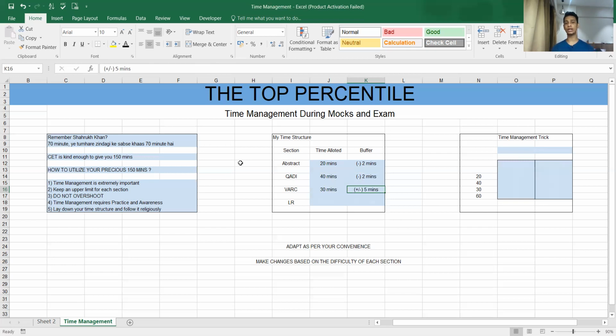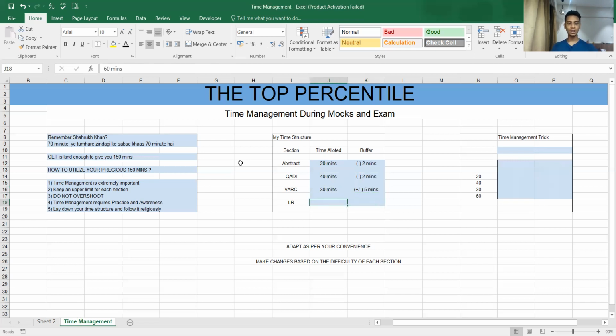But if I have some more time left, if I have saved some time from abstract or from QADI, and I think that VARC is a simpler section for that particular mock or test, I would spend plus or minus 5 minutes for this particular section.